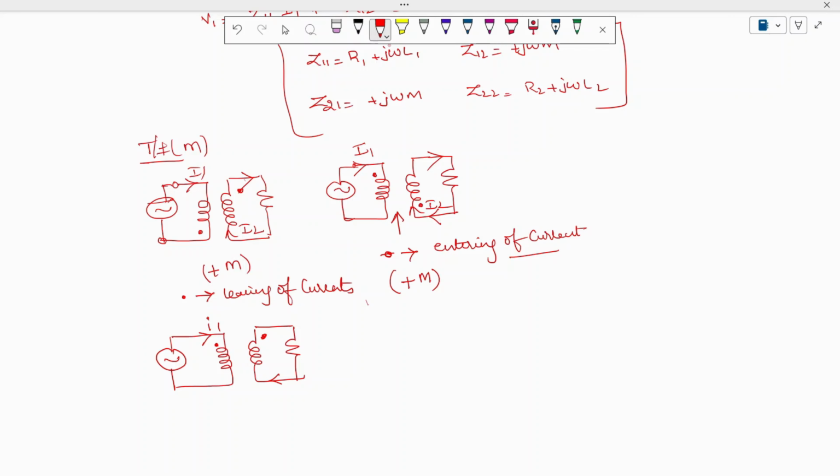Okay, so for the current direction as shown here with the resistance of R2, for the current I1 it is entering, for the current I2 it is entering, therefore I'm going to get minus M. These are the four possible ways you may get the problems.